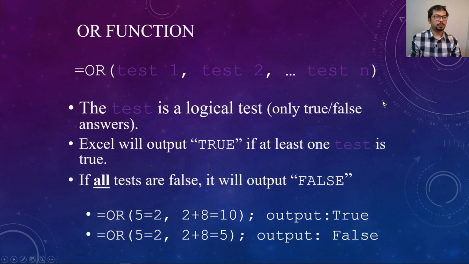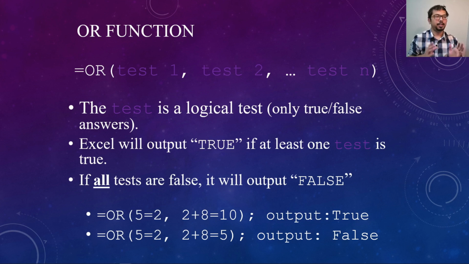Okay, so now we will talk about other functions that we can use. First we will talk about the OR function. OR is a function, and the syntax is something like this. If you type equal OR, test1, comma, test2, comma, you can have n number of tests here. What it will do is test the logic and give us only true or false. And it will test it as if any one of these are true, the output will be true.